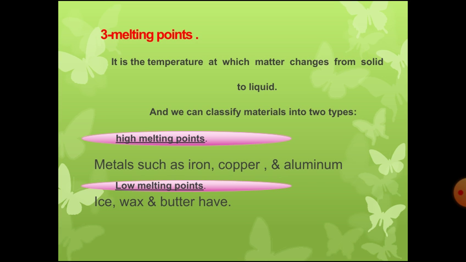High melting point, like metals such as iron, copper, and aluminum. And low melting point, like ice, wax, and butter. So iron and copper and aluminum need more heat to melt, to change from solid to liquid, while ice or wax or butter need low temperature to change.